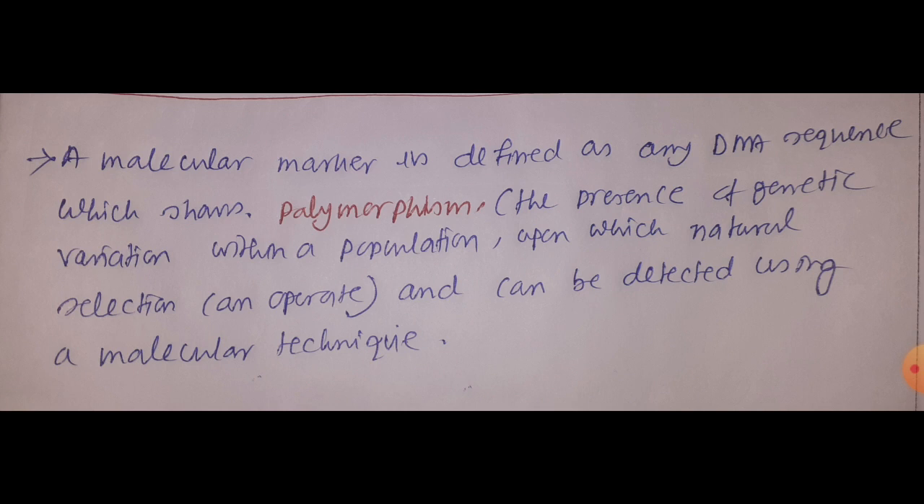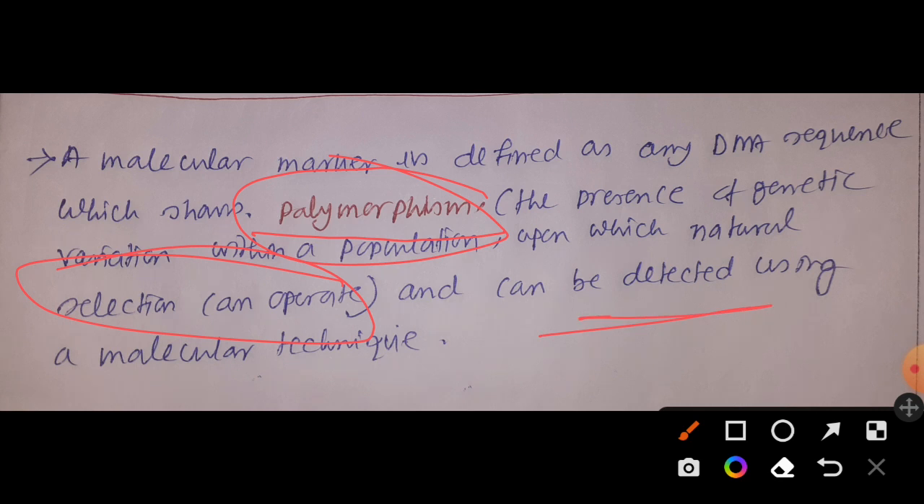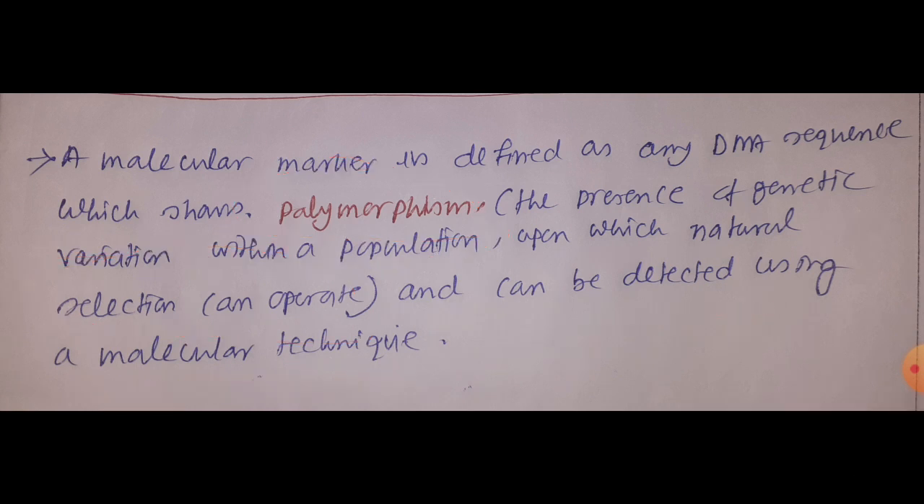So this is the technical definition of the molecular marker: a molecular marker is defined as any DNA sequence that can show polymorphism. Polymorphism is the presence of genetic variation in a population, upon which natural selection can operate and which can be detected using a molecular technique, right? That means here we are using genetic elements to distinguish between two individuals.